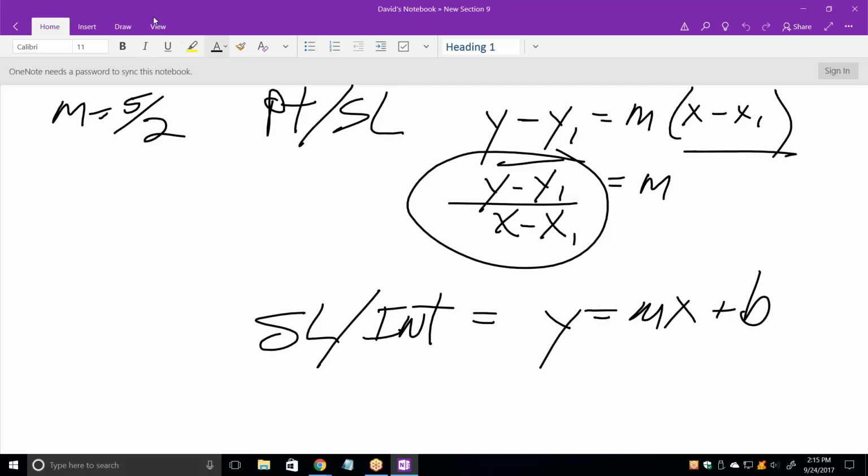Okay. Well, let's see what happens if I hit this there. Seem to have lost my eraser. That's okay.